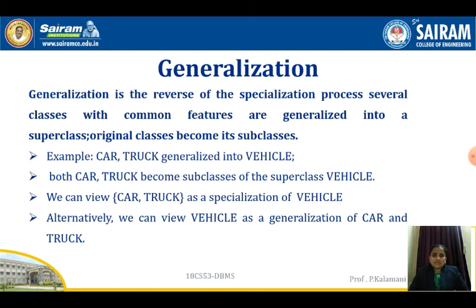We'll see an example. For example, we'll take car and truck. Both belong to the common category vehicle. So car and truck are generalized into vehicle. Both car and truck become subclasses of the superclass vehicle. In the reverse way, we can say vehicle has the subclasses car and truck, or car and truck are generalized into the superclass vehicle. That's why generalization is called the reverse process of specialization. We can view car and truck as a specialization of vehicle. Alternately, we can view vehicle as a generalization of car and truck.